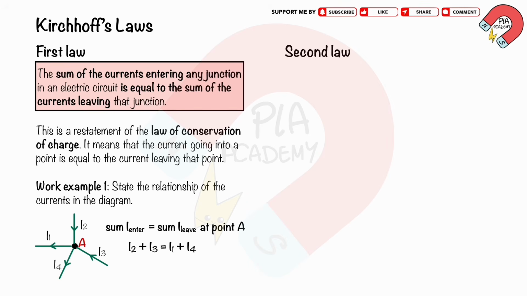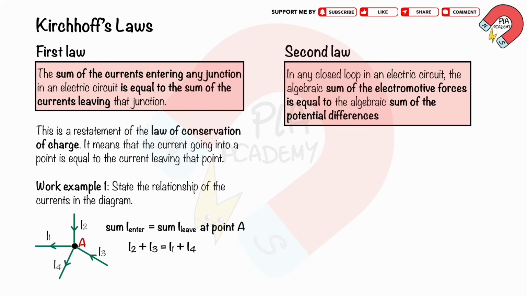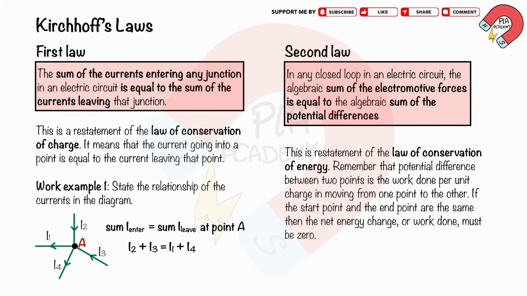Kirchhoff's second law. In any closed loop in an electric circuit, the algebraic sum of the electromotive forces is equal to the algebraic sum of the potential differences. This is a restatement of the law of conservation of energy. Remember that potential difference between two points is the work done per unit charge in moving from one point to the other. If the start point and the end point are the same, then the net energy change, or work done, must be zero.